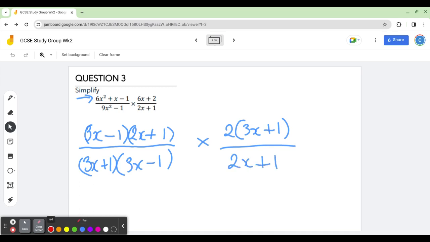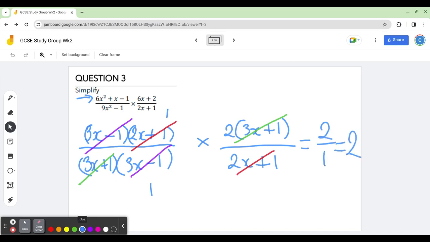Let's see what cancels now. I can cancel diagonally. That's the same. And I can cancel this 3x plus 1 with this 3x plus 1. And then I can also cancel this 3x minus 1 with this 3x minus 1. So everything pretty much disappears. What we're left with here is these go to 1, never to 0. I'm left with 1 times 2 on the top over 1, which is 2.